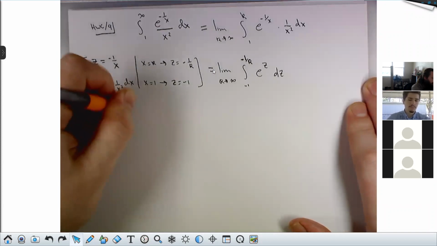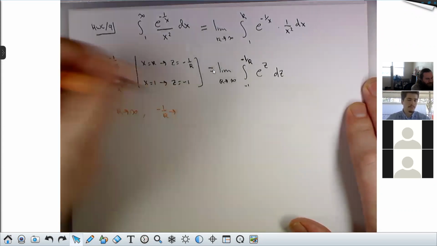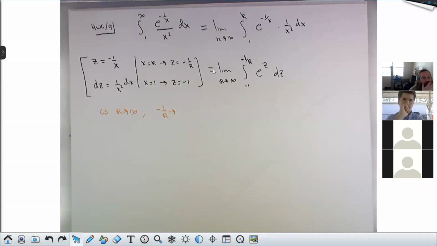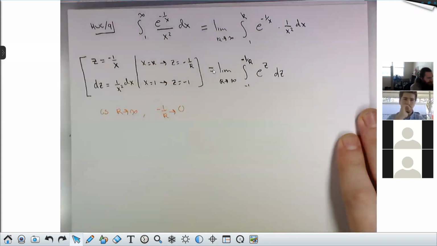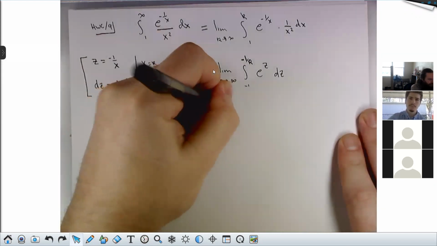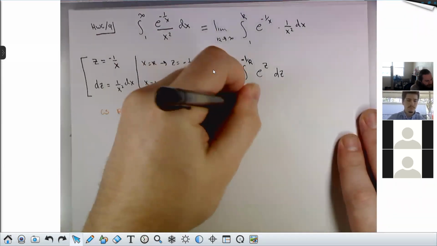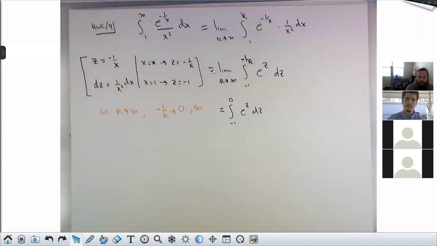As r goes to infinity, negative 1 over r goes where? Zero. Yeah. So the above line is equal to the integral from -1 to 0 of e to the z dz. This substitution makes the integral no longer improper. Isn't that cool?